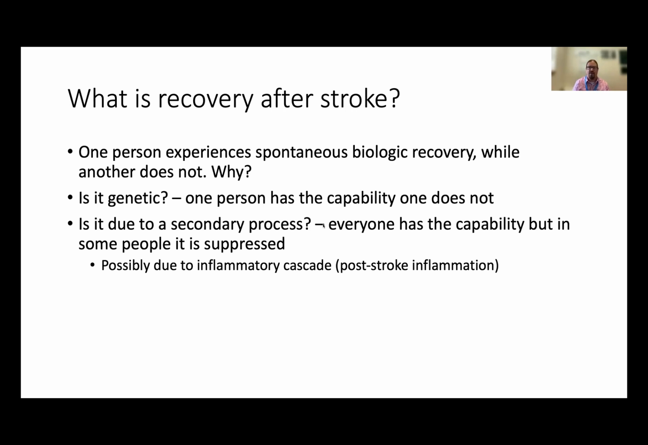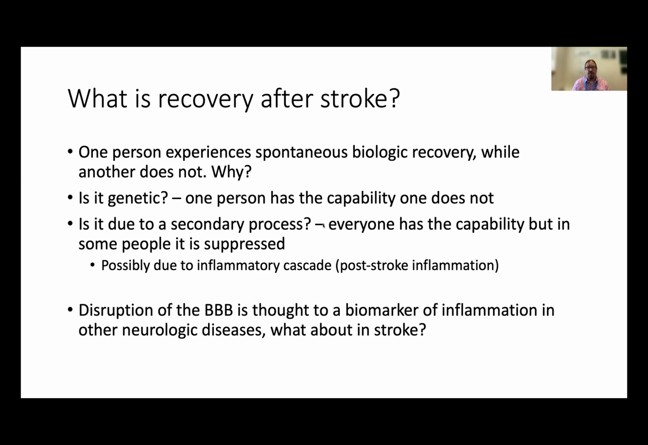Rather than promoting recovery, maybe we just need to relieve it from the things that are inhibiting it. One of the things that's been emerging, and that we're starting to get a better understanding of, is that there is this post-stroke inflammatory cascade, which may be deleterious and could have an effect on outcomes after stroke. One of the main ways we look at inflammation in the brain, particularly in other diseases like MS or infections, is disruption of the blood-brain barrier. It's thought that this is a biomarker of inflammation. So what's the role of the blood-brain barrier in stroke?